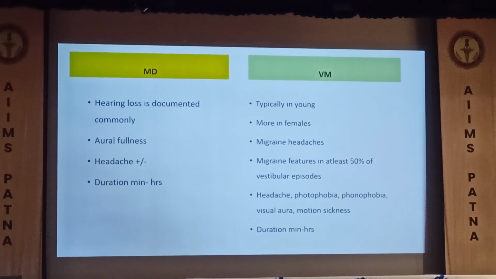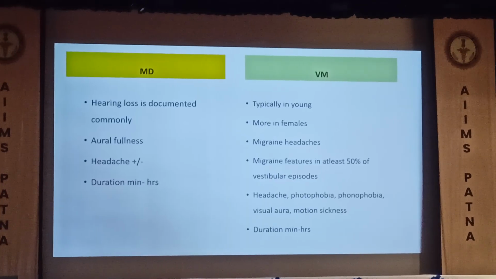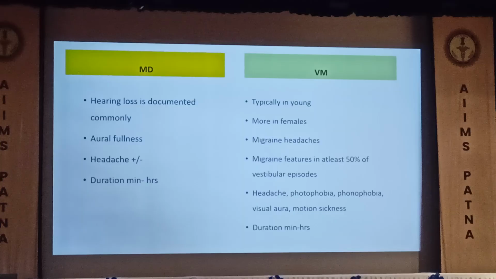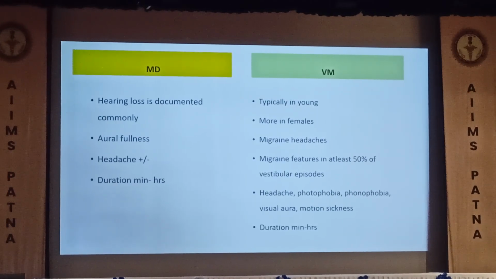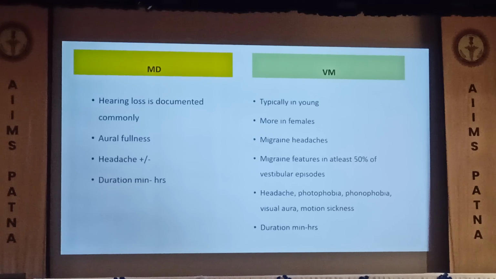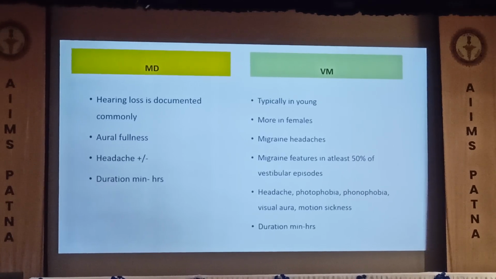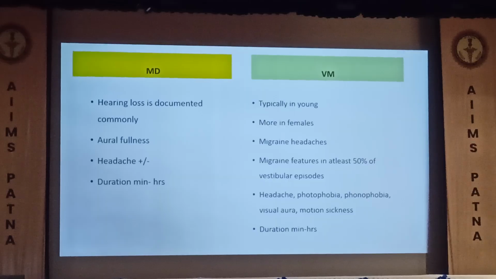As I have already been saying, in Meniere's, hearing loss is documented very commonly. Vestibular migraine may or may not have it, usually does not. Aural fullness is there in Meniere's. Vestibular migraine may not have aural fullness. Headache is common in both of them. Duration. So why do people want to differentiate vestibular migraine and Meniere's? Because the duration in both diseases ranges from minutes to hours.